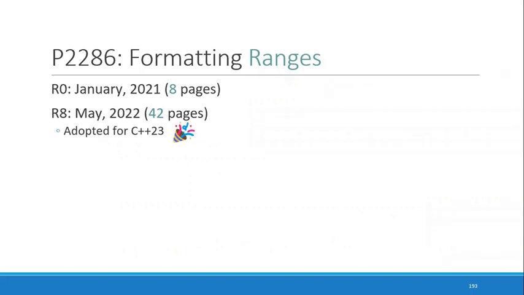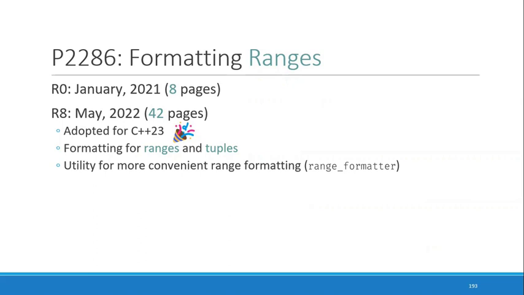It's in there. And so what's in there? We have formatting for ranges and tuples. It has a lot more stuff than what I talked about in here. There are a lot more different kinds of specifiers. It has a convenient utility for doing range formatting. So if you have your own custom range type that you don't want to use the default formatting for, and you want to implement your own thing, you can use range formatter to make it a lot easier to implement whatever you want to do. You don't have to implement all of that from scratch.